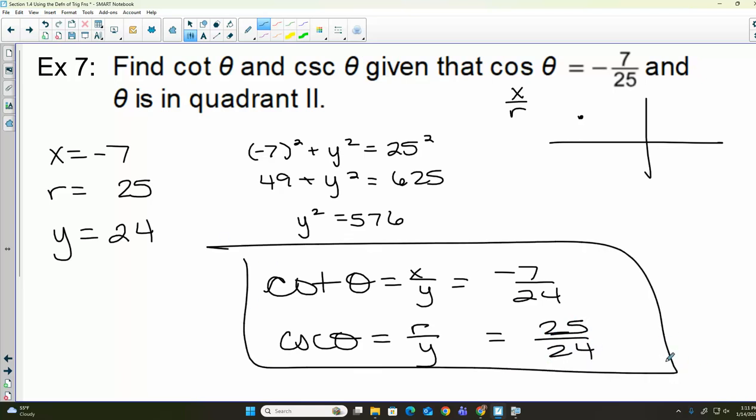Honestly, it's probably a little bit shorter just setting up your triangle or writing out x, y, and r. Once you have those, you've got it. If you still like the SOHCAHTOA, that's fine. Just label your stuff. Your x was negative 7, your r was 25, we got y to be 24. And you think SOHCAHTOA.